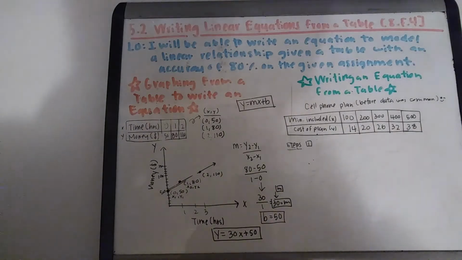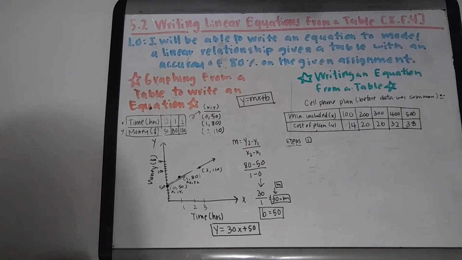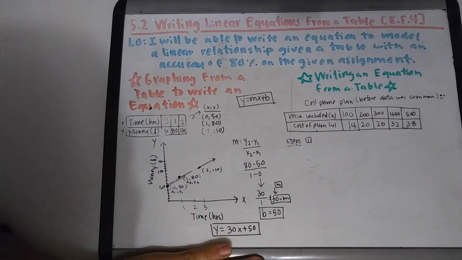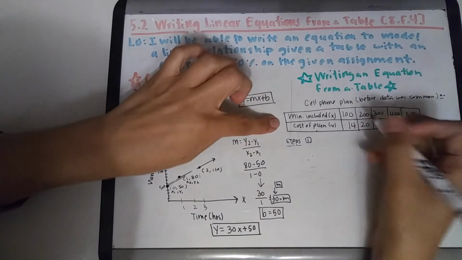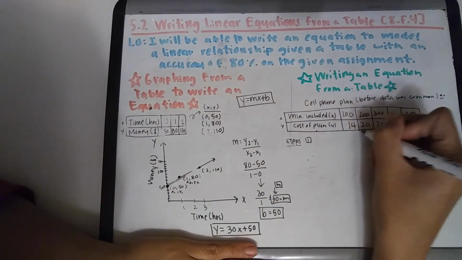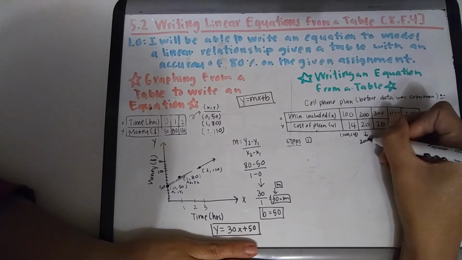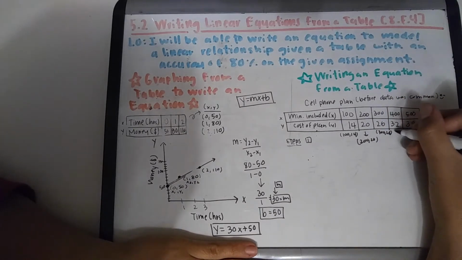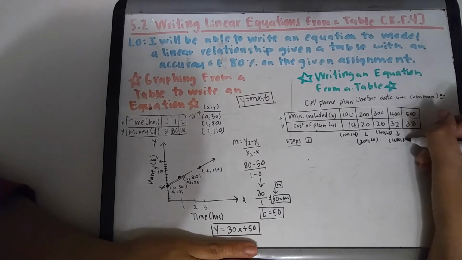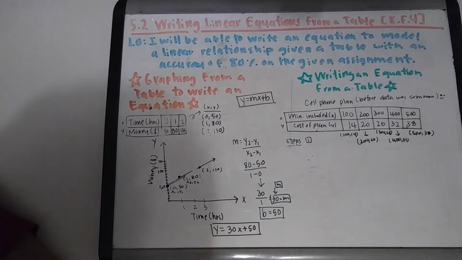Let me show you how to do it by using algebra more than the graphing. The first step is you're going to create your ordered pairs. So this one is my x, this is my y. So we have 100, 14. This one is 200, 20. This one is 300, 26. This one is 400, 32. This one is 500, 38.